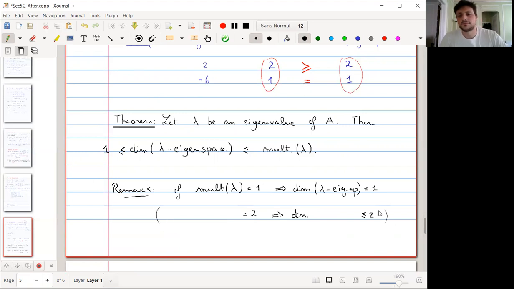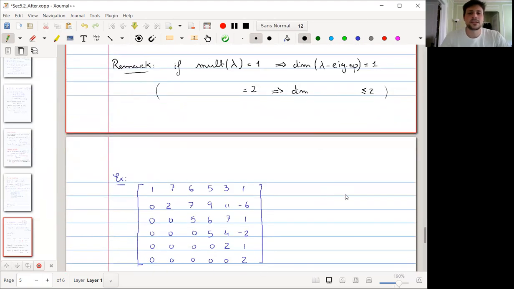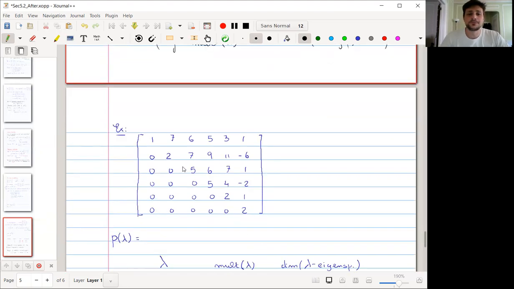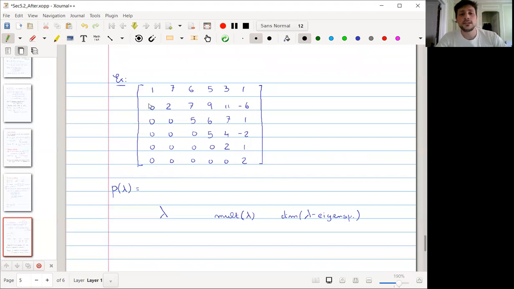That's to illustrate the second statement here. Maybe I'll clean it up. If the multiplicity of lambda is equal to 2, then the dimension of the eigenspace could be 1 or it could be 2. Here's an example of that. There's an upper triangular matrix.